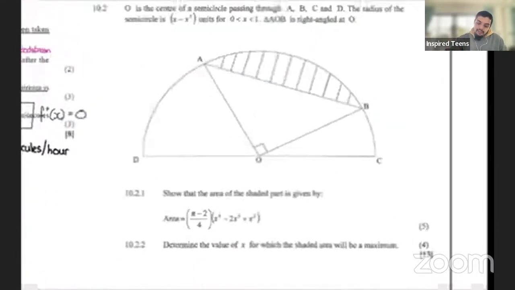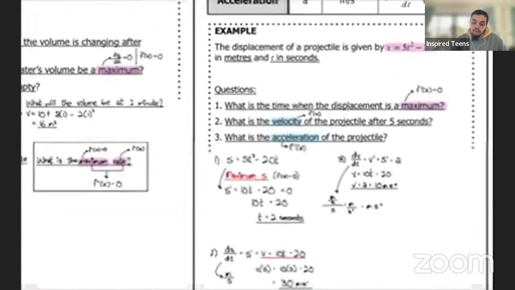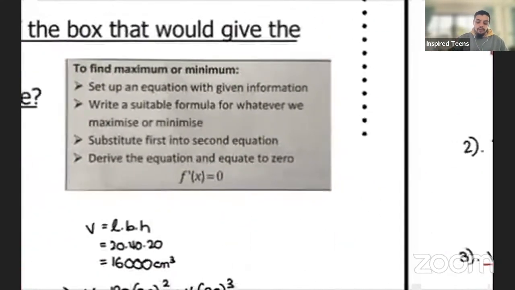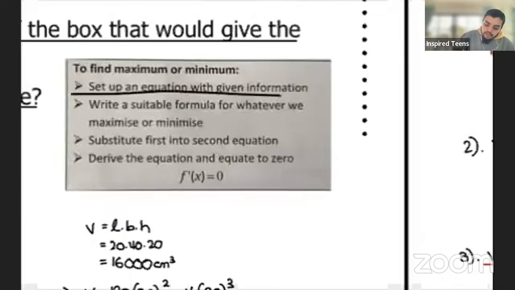Okay, let's do a slightly more complicated example where we have to involve calculations of area, right? It comes back to maximum or minimum, right? This is where these come in, sort of. Set up an equation with the given information. In fact, I would just not have this as a separate point.